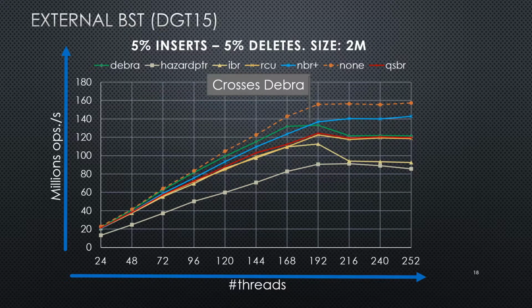Now moving towards a more read-intensive workload, that is, 10% updates. Here we see that again the trend continues. NBR Plus is much better than QSBR, hazard pointers, RCU, and IBR, and matches Debra. Debra is slightly better for threads below 192, but after that, NBR Plus takes over and performs much better than Debra.